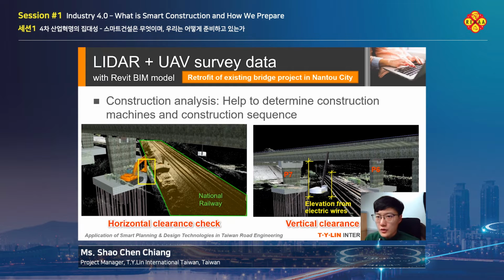We do the construction analysis based on the model too. We put the construction machines there and do the horizontal clearance check. Also, we do vertical clearance check beneath the electric wires. The clearance is more than enough.